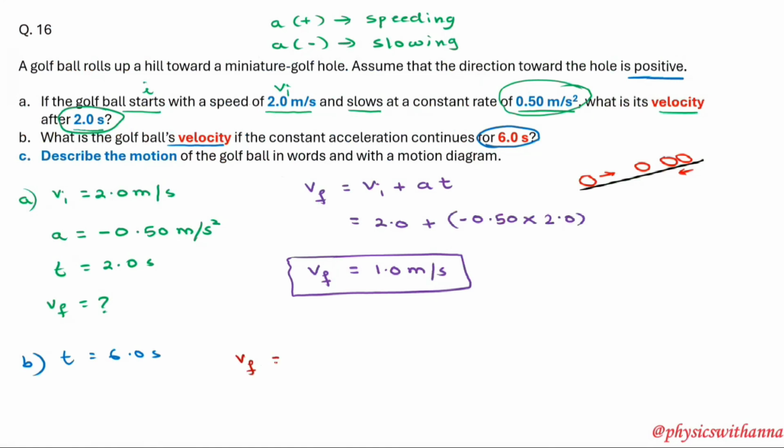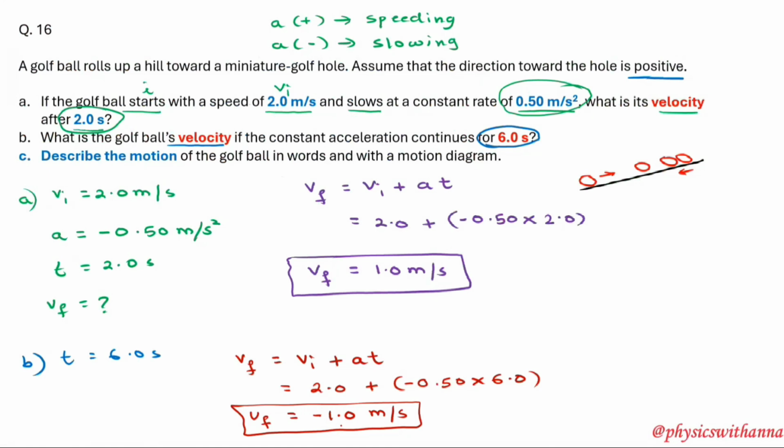V final equals V initial plus a times t. I will keep everything the same, just change the time value to 6 seconds. So V initial is 2 plus acceleration, again negative, times t, which is 6 now, and that gives me a final velocity equal to negative 1 meter per second. Now the negative sign here means that the ball has changed its direction and is coming downward.